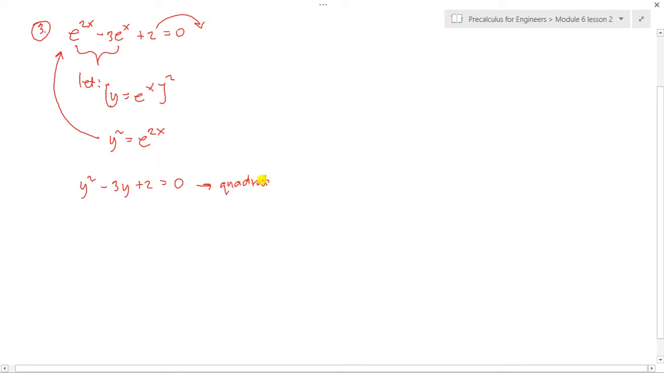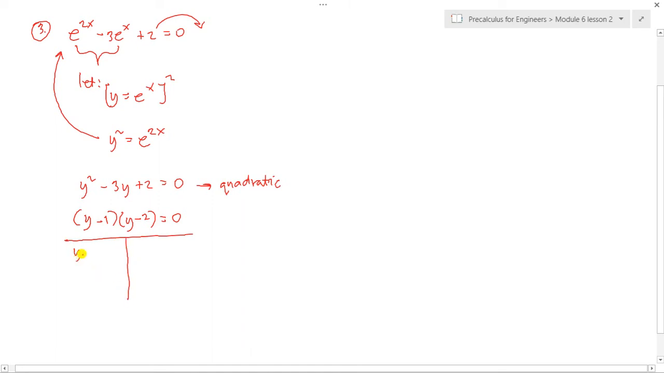Quadratic. This style of equation, class, is quadratic in form. One term has e raised to 2x, and the other term has just e to the x. You know the pattern, it is quadratic. So here, we are going to solve for y by trial and error. The factors would be y minus 1 multiplied by y minus 2, which gives the correct middle term. Therefore, we have two roots.